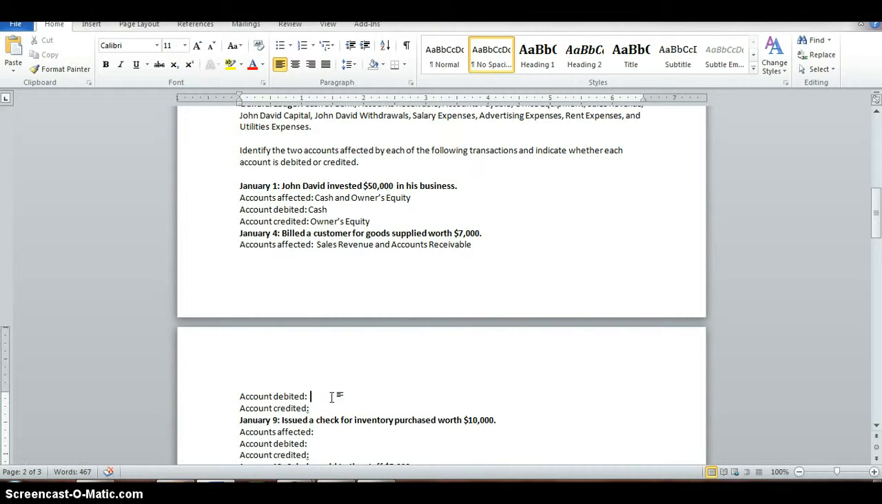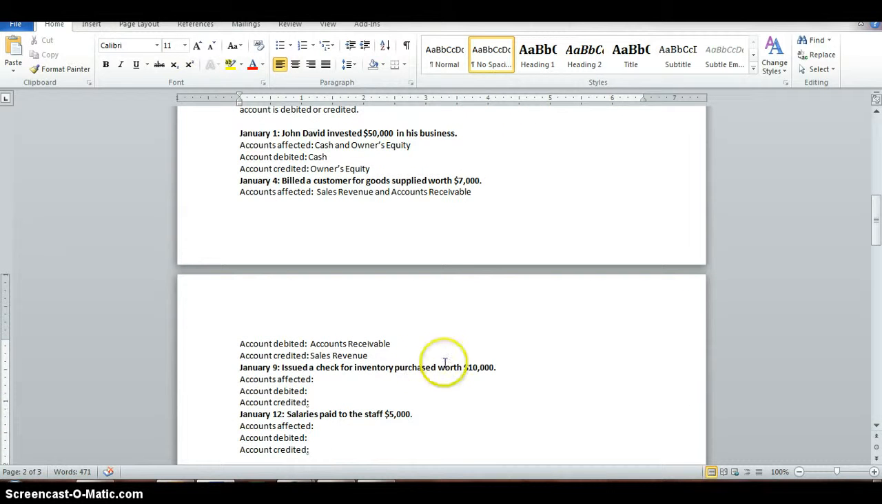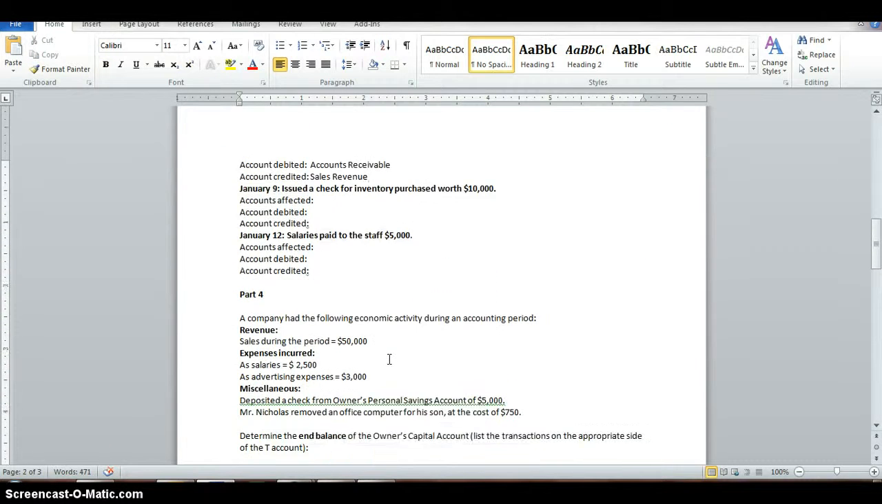So the account that will be debited is our accounts receivable. And the account that's credited will be our sales revenue because it increases on the credit side. Okay, so that's how you do that section. You don't have to do anything really with the amounts. You're just telling me what accounts you're working with and how they're affected.